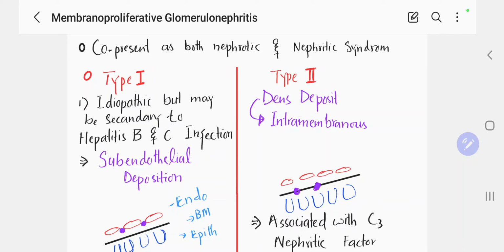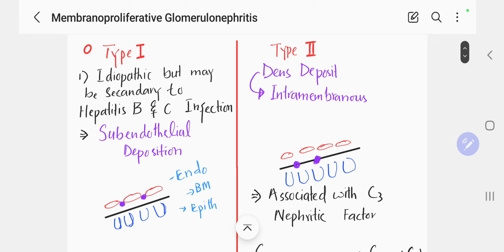So, okay, the next one is membranous proliferative glomerulonephritis. This is co-present as both nephrotic and nephritic syndrome. These have two types, type 1 and type 2. Type 1 is mostly idiopathic but may be secondary to hepatitis B and hepatitis C. Actually, this is important, you have to memorize that.